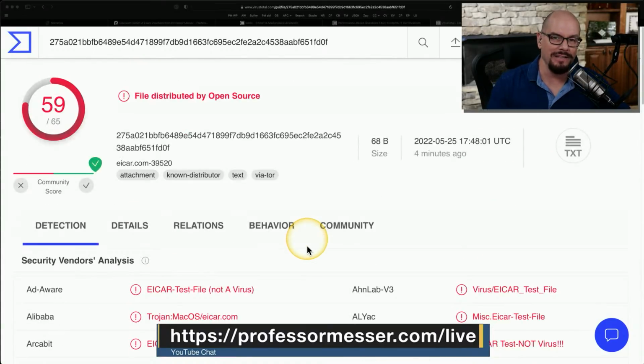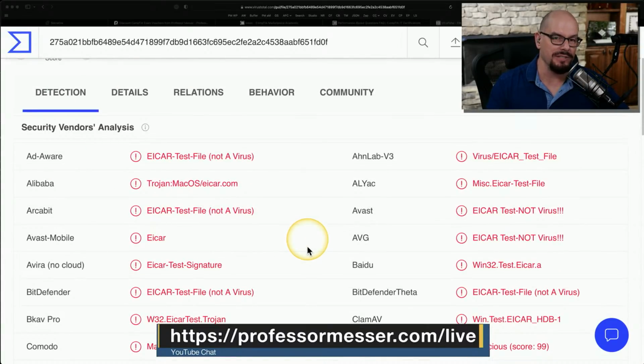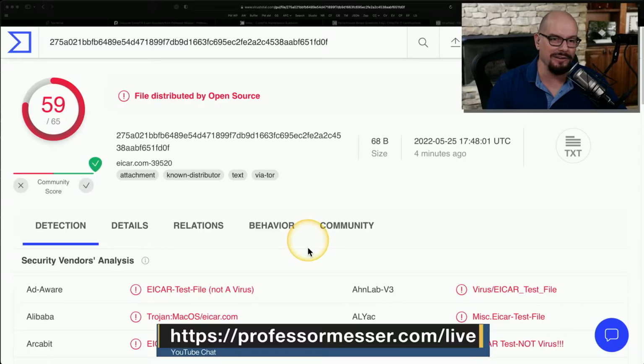If you ever want to have an antivirus message pop up on somebody's system, just send them an EICAR file and it will pop up. They're like, why'd you send me a virus? I didn't send you a virus. I just wanted it to have a message pop up on your screen. It's the EICAR file that did it.